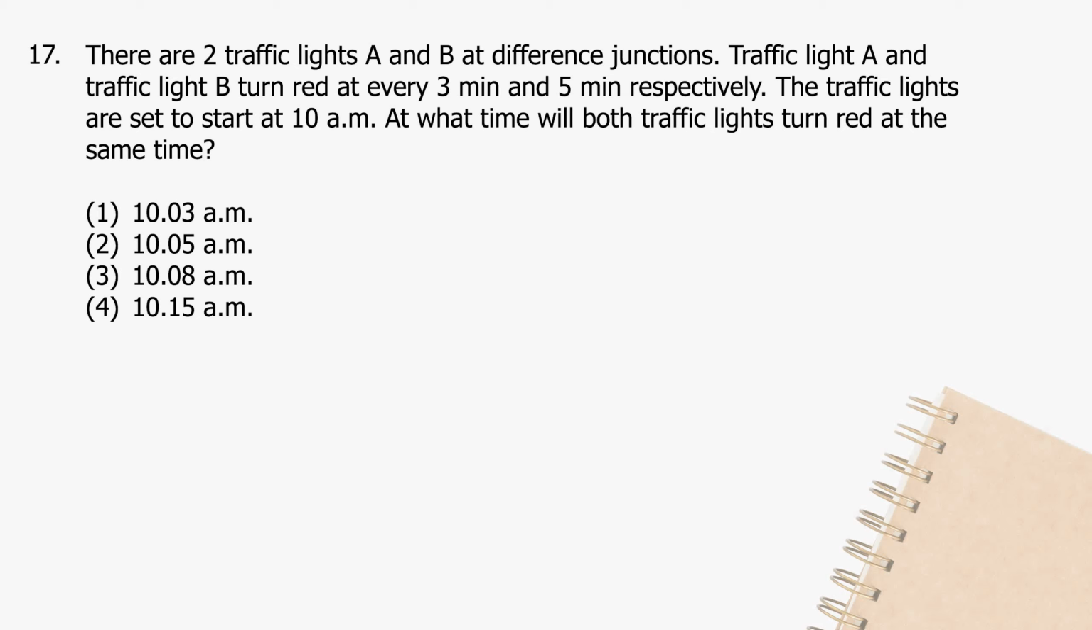Question 17. There are two traffic lights A and B at different junctions. Traffic light A and traffic light B turn red every 3 minutes and 5 minutes respectively. The traffic lights are set to start at 10 a.m. At what time will both traffic lights turn red at the same time?